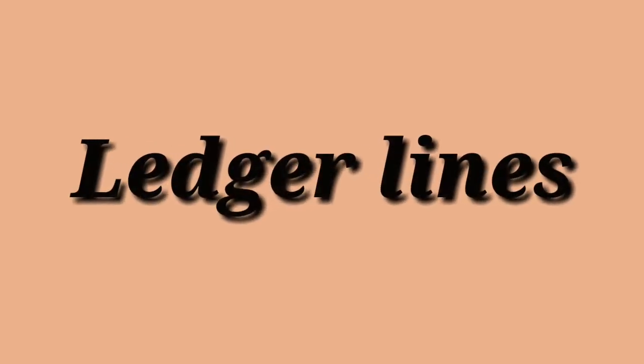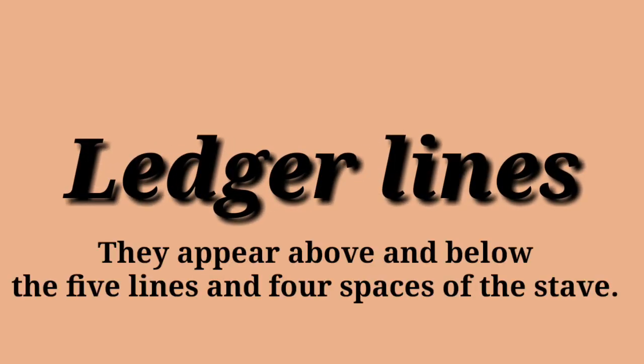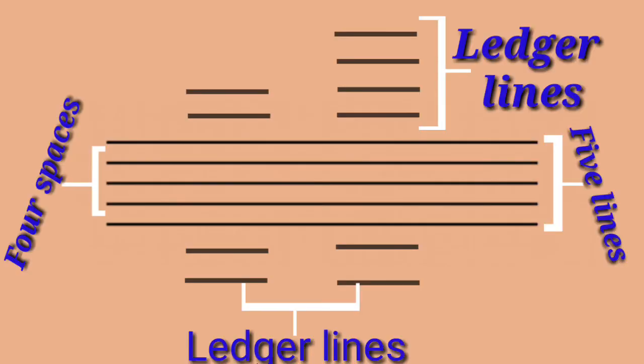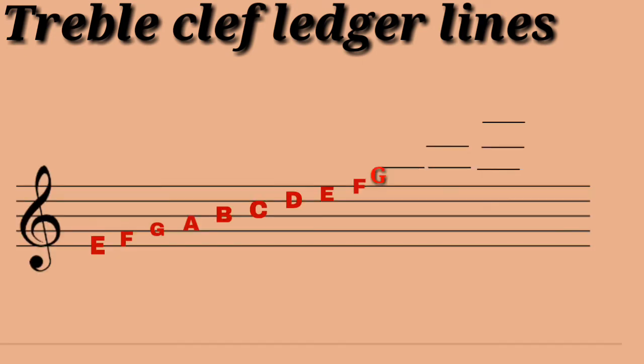Apart from the 5 lines and 4 spaces of the stave, we have what are called the ledger lines. They appear above and below the 5 lines and 4 spaces of the stave. Their names are also determined by the type of clef. All you have to do is to continue where you stopped with the naming in each of the clefs. For the treble clef, after F, the next will be G, above G will be A, the next is C, next B, then coming under, below E is D, below D is C, below C is B.